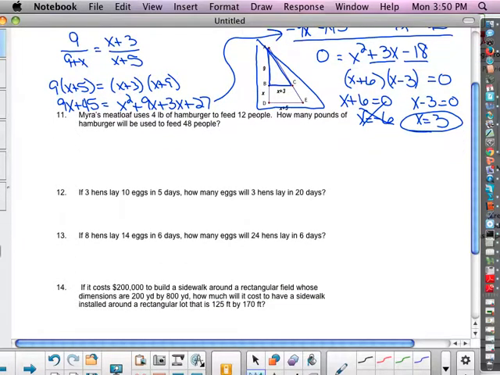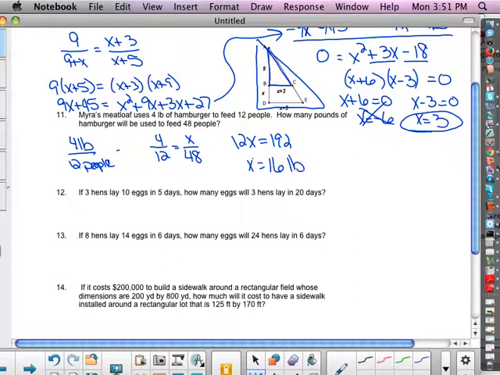Number 11 says, Myra's Meatloaf uses 4 pounds of hamburger to feed 12 people. So 4 pounds feeds 12 people. How many pounds of hamburger will be used to feed 48 people? So our question is, if we have 4 to 12, then x to 48. So 12x is equal to 192. Divide both sides by 12, and you get 16 pounds of hamburger.